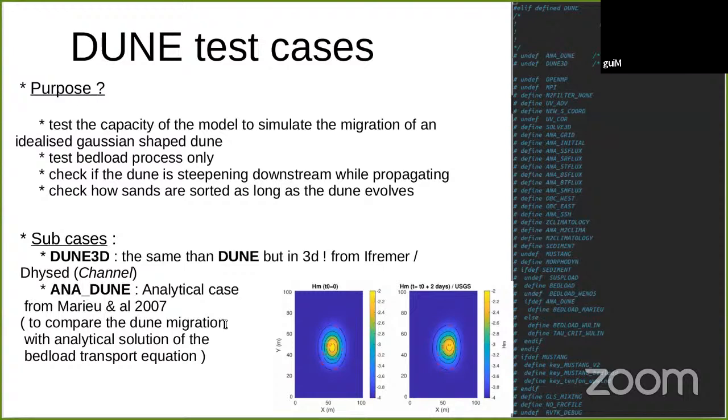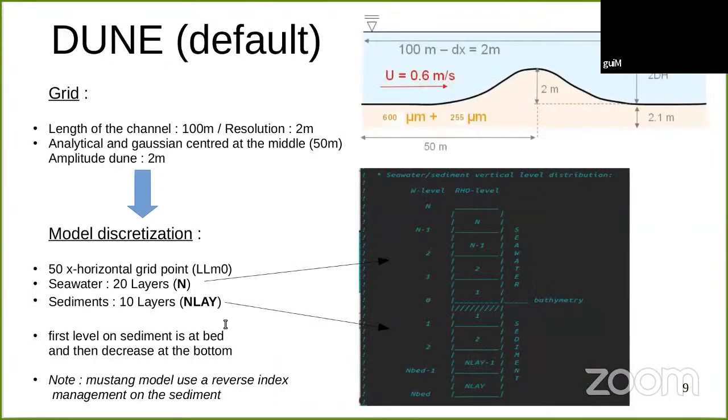This is to compare an analytical solution from a thesis from Marius, as I said. It is to compare different methods of interpolation and to see if CROCO fits well with the analytical solution. So the dune test case by default is this one.